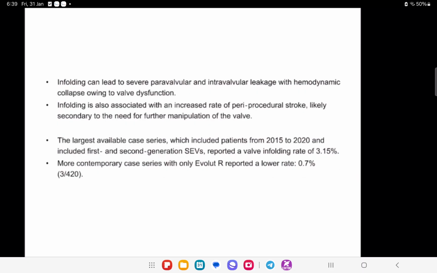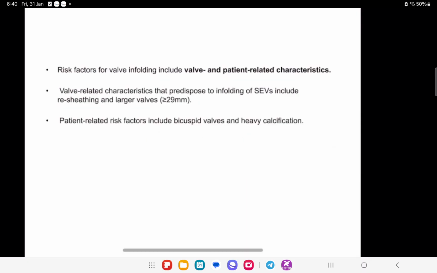Infolding can lead to severe paravalvular leak and intravalvular leakage with hemodynamic collapse owing to valve dysfunction. Infolding is also associated with an increased rate of periprocedural stroke, likely secondary to the need for further manipulation of the valve. The largest available case series, which included patients from 2015 to 2020 and included the first and second generation self-expandable valves, reported an infolding rate of 3.15%. More contemporary case series with only Evolut reported a lower rate of 0.7%.